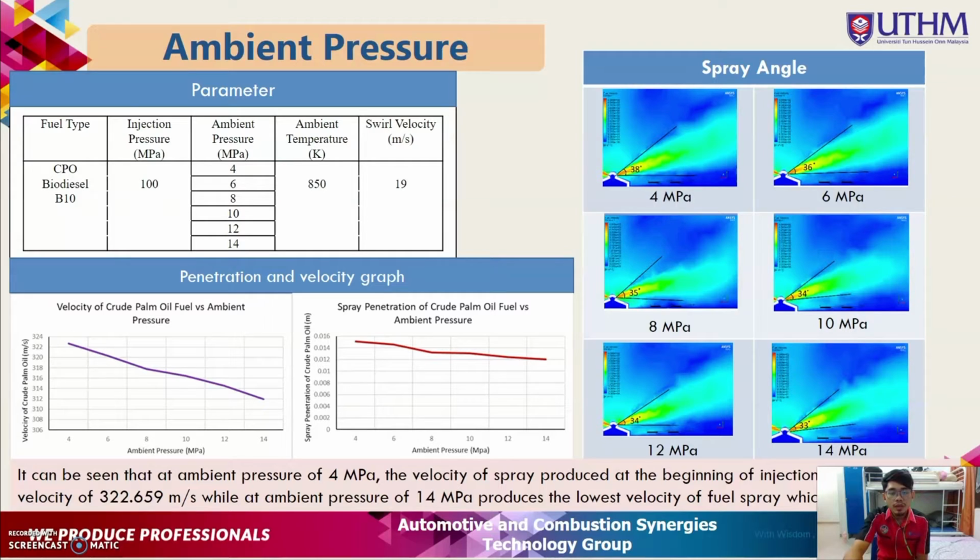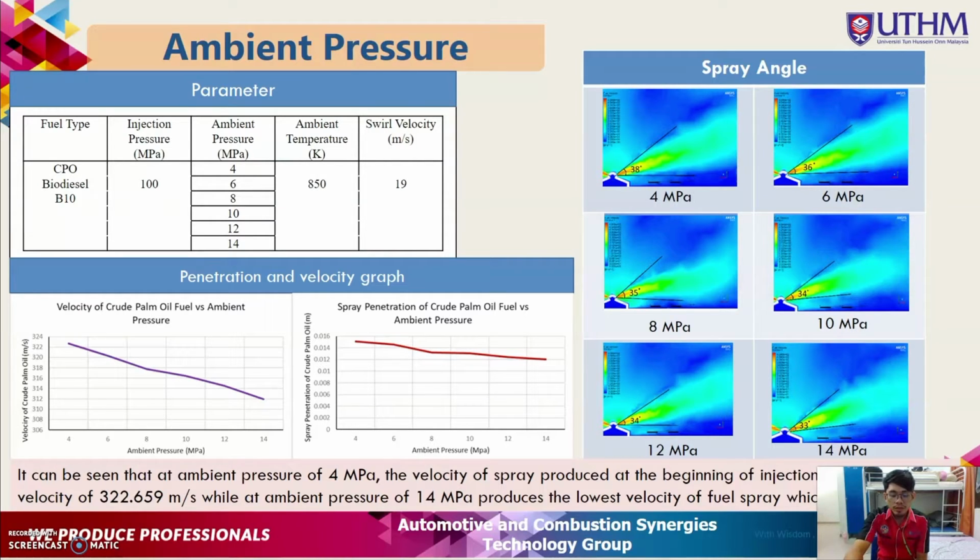The next graph is a spray penetration graph against ambient pressure. The graph shows us that the more the ambient pressure, the less the penetration. The ambient pressure resists the spray when it is injected through the nozzle, due to the loss of momentum of the fuel spray as it leaves the injector.